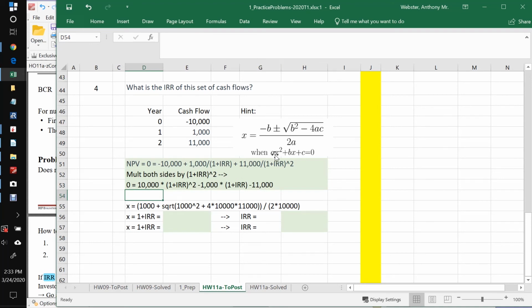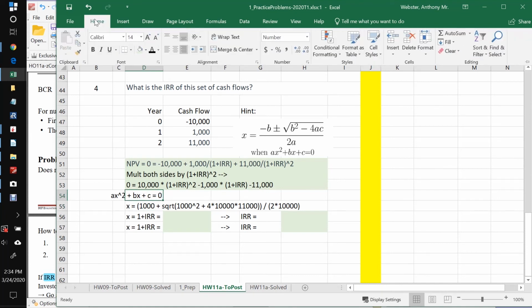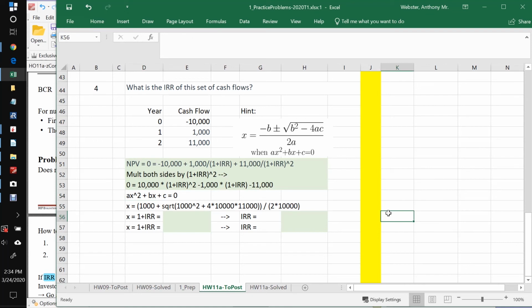Now this looks to me like it's in this form, right? AX squared plus BX plus C equals 0. And that's exactly correct. So by multiplying both sides by 1 plus IRR squared, and then by minus 1, I also multiplied both sides by minus 1 to get this in a little bit more convenient form. Now I'm good to go. So now I can solve for x.